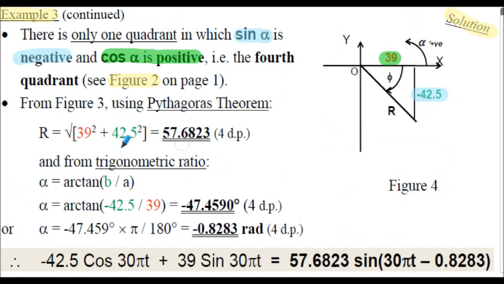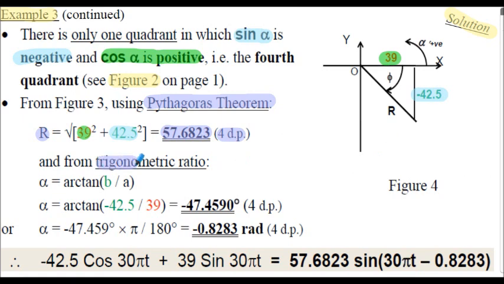So now to find the value of r, we're going to use Pythagoras' theorem. In this case it's 39 squared added to the 42.5 squared, all square rooted. Notice I've ignored the negative on the 42.5 because I'm squaring the value anyway. So that produces the value of r, stated here to 4 decimal places.